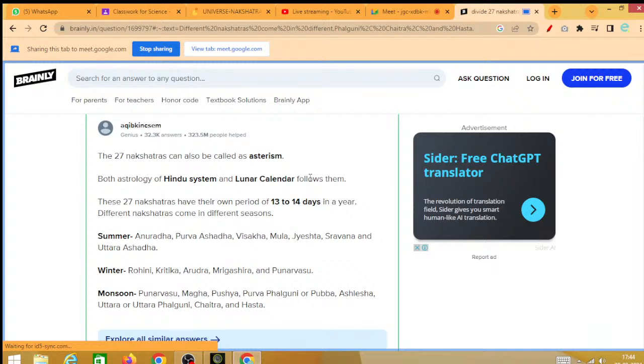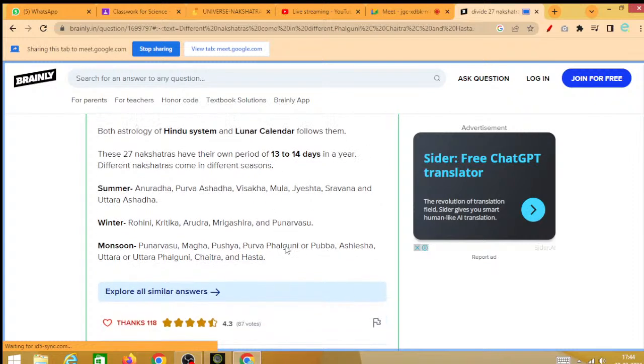The 27 nakshatras can also be called asterisms. Both astrology of the Hindu system and lunar calendars follow them. These 27 nakshatras have their own period of 13 to 14 days in a year. Different nakshatras come in different seasons.